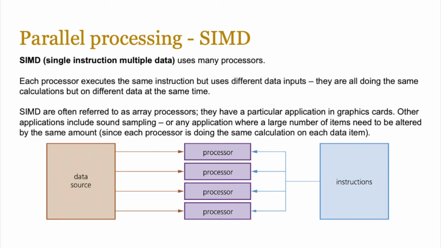Other applications could include sound sampling, or any application where a large number of items need to be altered by the same amount, and since each processor is doing the same calculation on each data item, SIMD is the architecture that you will be using. And since you are working on every pixel at the same time, that's basically parallel processing. So multiple processors apply the same instruction on different data sources.